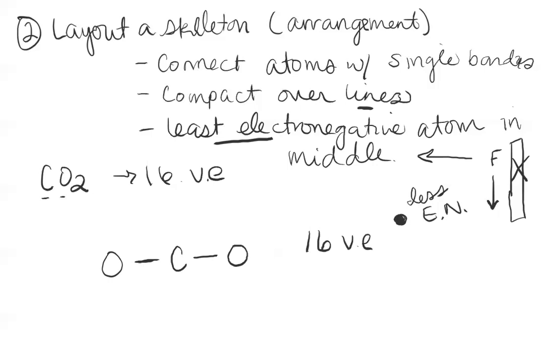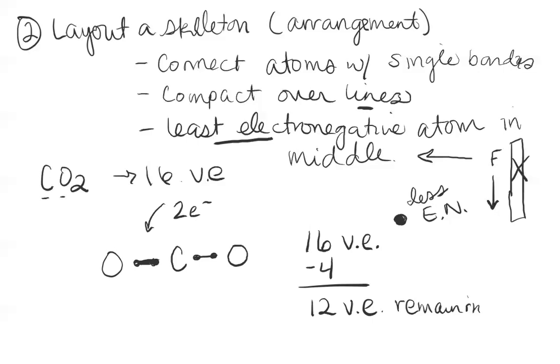I have a total of 16 valence electrons that I can use in my structure. And you guys know every single line is 2 electrons. So in the structure I've drawn so far, I have 1, 2, 3, 4. I've used 4 electrons, so 16 minus 4 gives me 12 valence electrons remaining. So I've got my skeleton laid out.